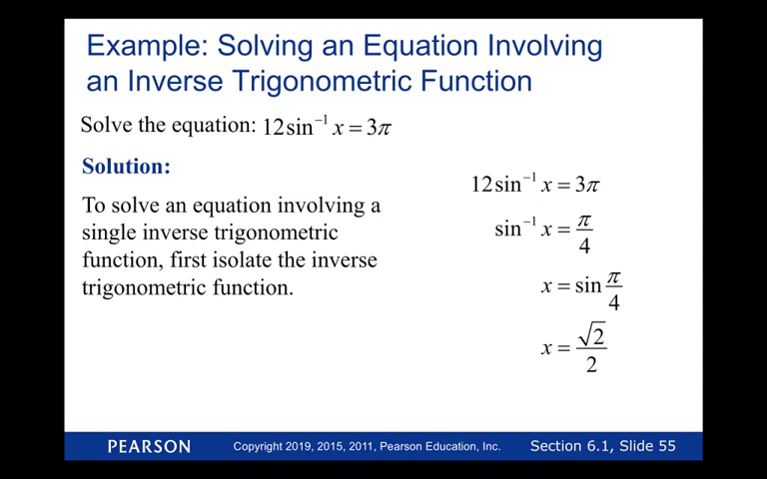This again, that means x equals the sine of pi over 4. Sine of pi over 4 is the square root of 2 over 2. And I think that's it. That was an adventure. Okay?